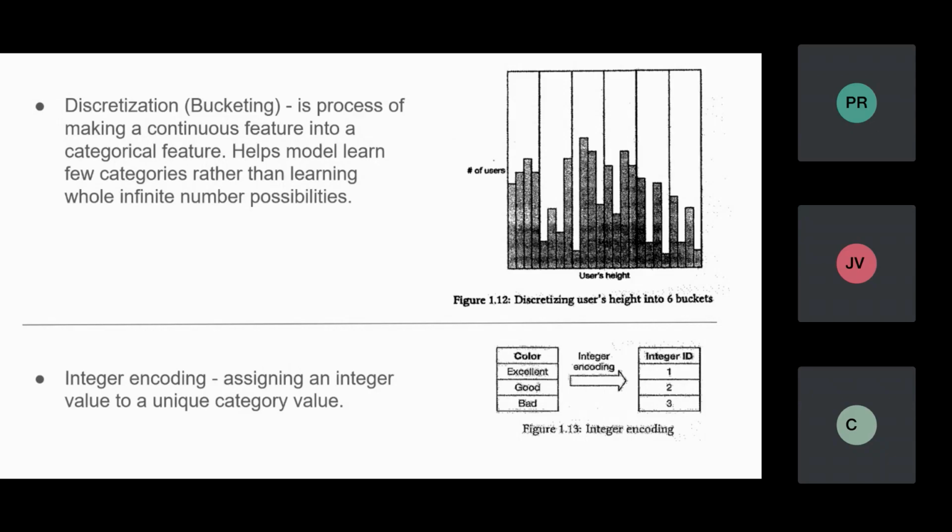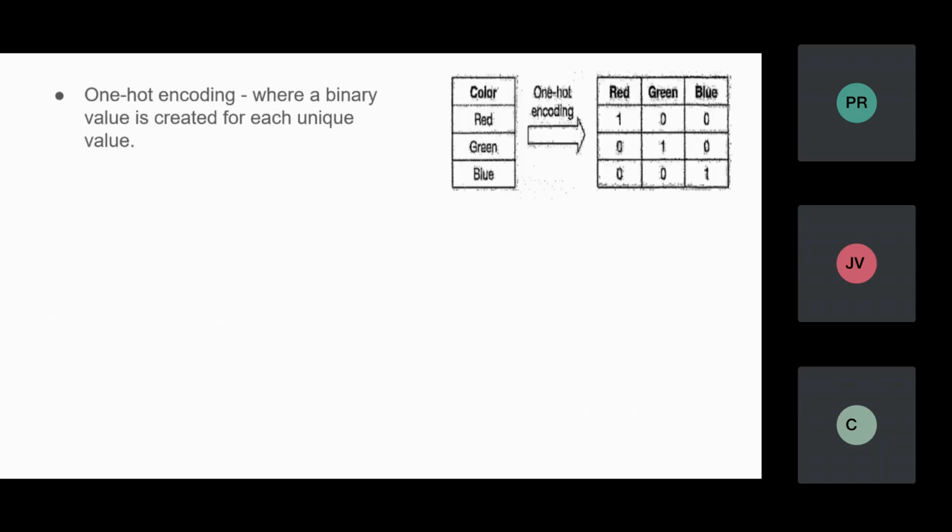We'll discuss one hot encoding in just a small way. One hot encoding is where a binary value is created for each unique value. But what one hot encoding can do is create many vectors for a model to deal with, so it has to be known where we are exactly using it.